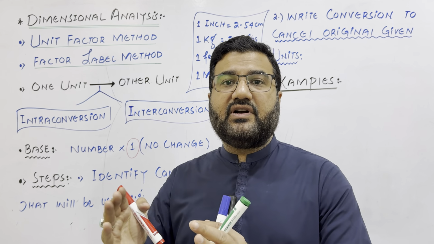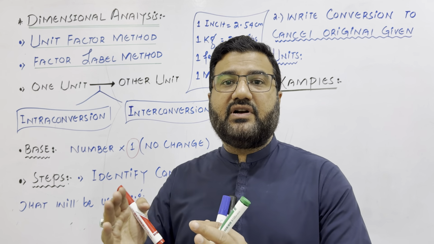Suppose you are required to convert inch into centimeter. First of all, you must have an idea of the relationship between these two units. How many centimeters are present in 1 inch? So 1 inch has 2.54 centimeters. If you do not have any idea how many inches are present in 1 centimeter or how many centimeters are present in 1 inch, you cannot convert these two units into each other.